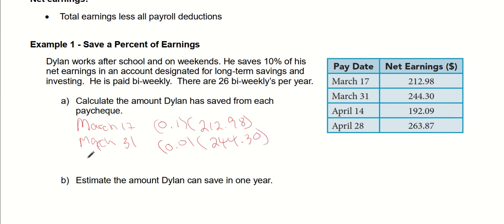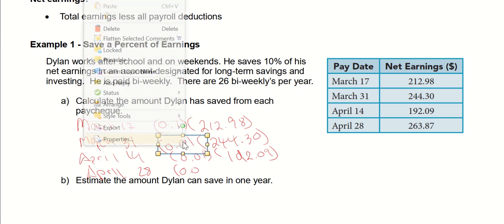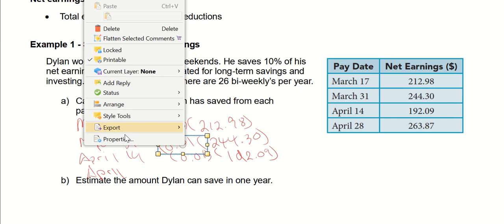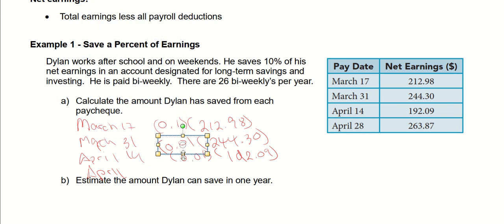244.30. This will be April 14th. Again, 0.1 multiplied by 192.09. And April 28th, 0.1. There's no extra zero there, so let me make that correction. Let me get an eraser and erase this. There we go, all fixed. Get my pencil. And this is 0.1, that is 10%, and this is 263.87.